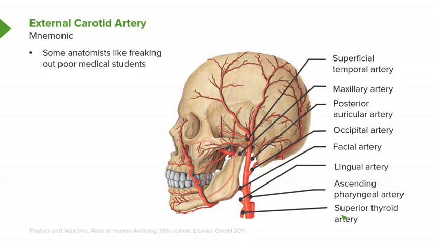Superior thyroid artery would be the S in some. Ascending would be the A in anatomists. The L in lingual would be like. The F in facial would be the F in freaking. The O in occipital would be the O in out. The P in posterior would be the P in poor. The M in maxillary would be the M in medical. And then lastly, we have the S that would represent the S in students in the mnemonic.